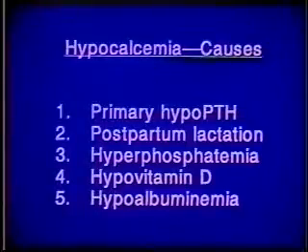Why? Because 50% of the total measured calcium in the blood is bound to albumin, but it's the ionized calcium that is most important biologically at the neuromuscular junction.